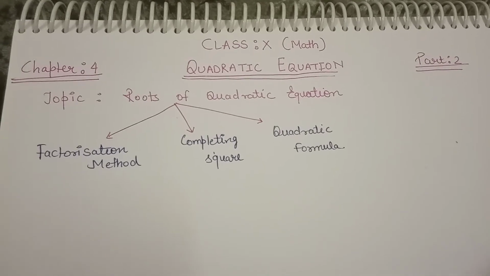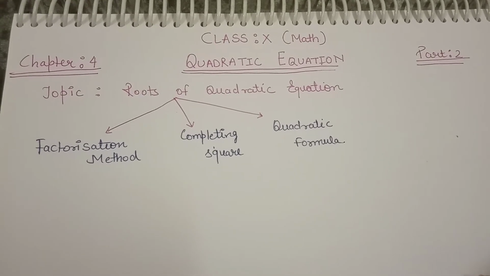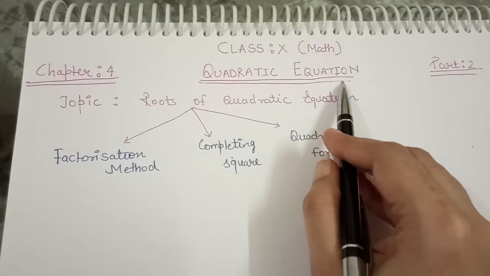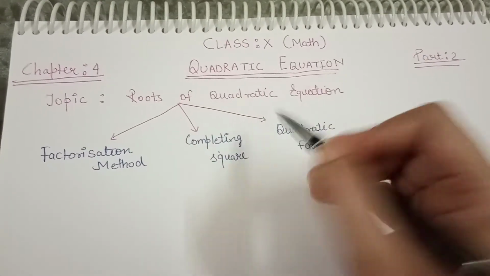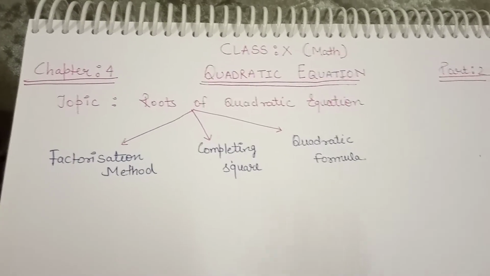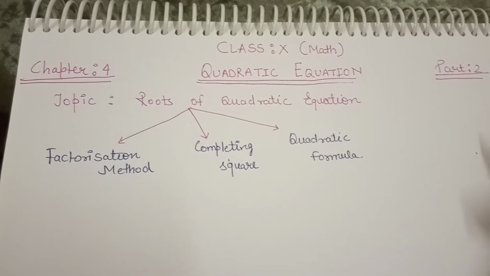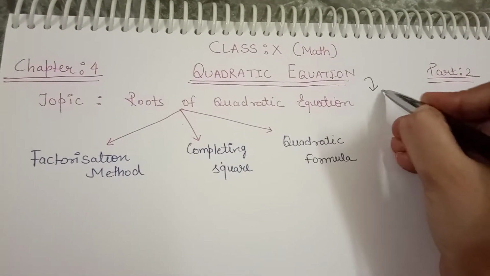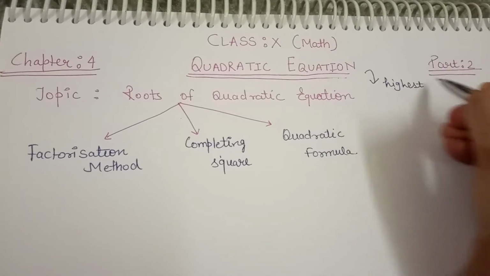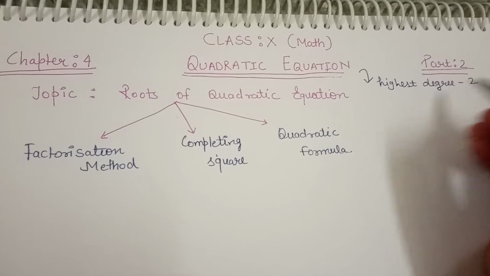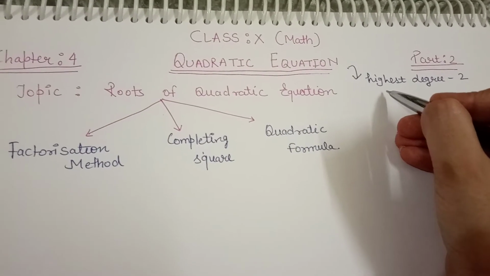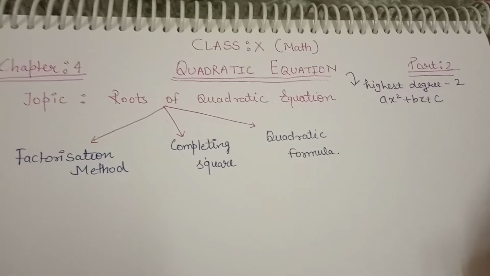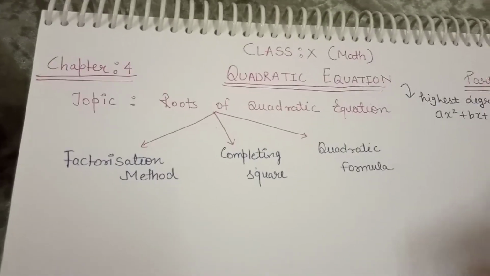So students, this video is for class 10th math chapter 4 quadratic equation part 2. In part 1 I explained to you about quadratic equation, which equations are quadratic equations, how to check whether the following equation is a quadratic equation or not, and how to form a quadratic equation. So just to remind you, the equation in which the highest degree of variable is 2 is a quadratic equation, and the standard form is ax square plus bx plus c. Fine. Now in this video we will study about the roots of quadratic equation.